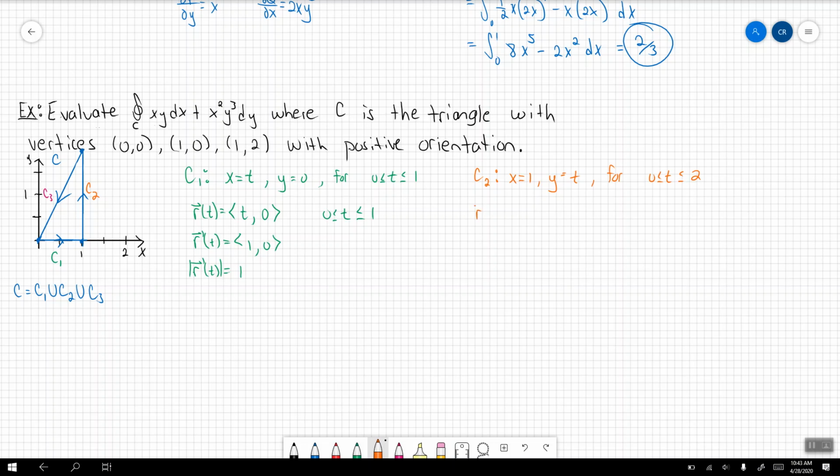This then tells me that r of t, my parametrization for that vertical line, is just going to be 1, comma t. Now my derivative here, r prime, is just going to be 0, 1. Once again, we get a really nice magnitude of just 1. Alright, everything's looking good so far. Let's go with the third curve, curve number 3.